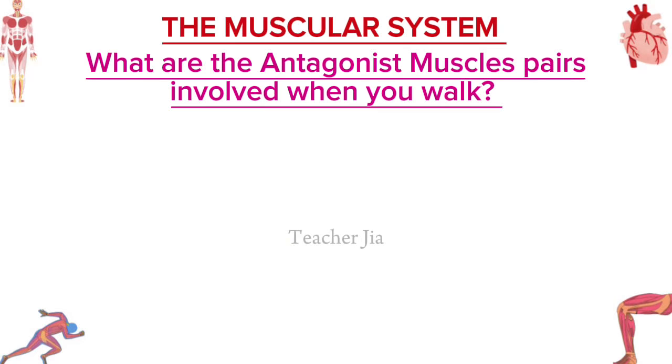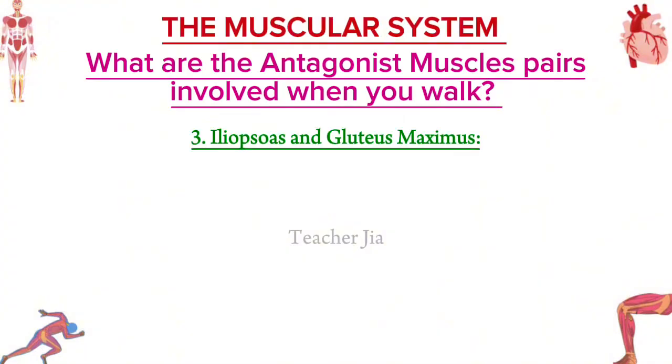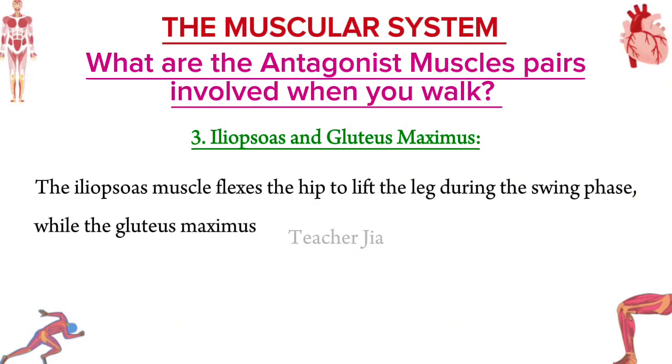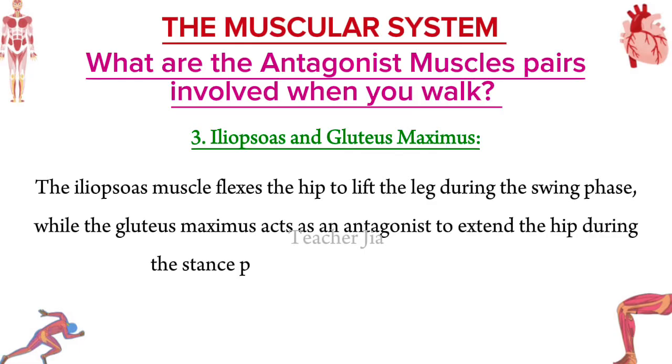The third muscle pairs involved when you walk are the Iliopsoas and Gluteus Maximus. The Iliopsoas muscle flexes the hip to lift the leg during the swing phase, while the Gluteus Maximus acts as antagonist to extend the hip during the stance phase, helping stabilize the pelvis.